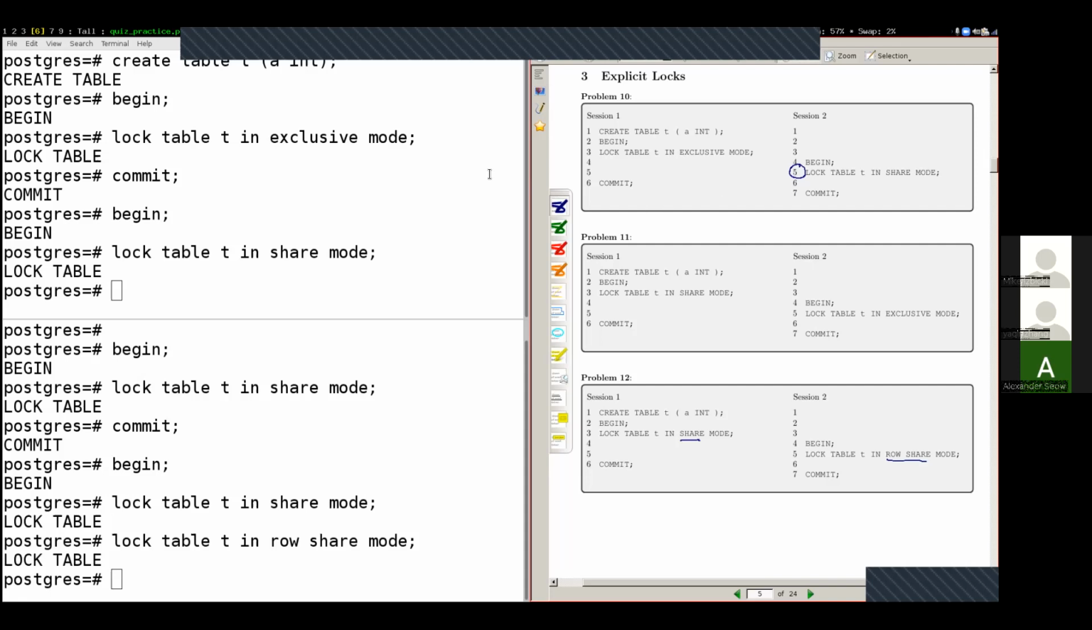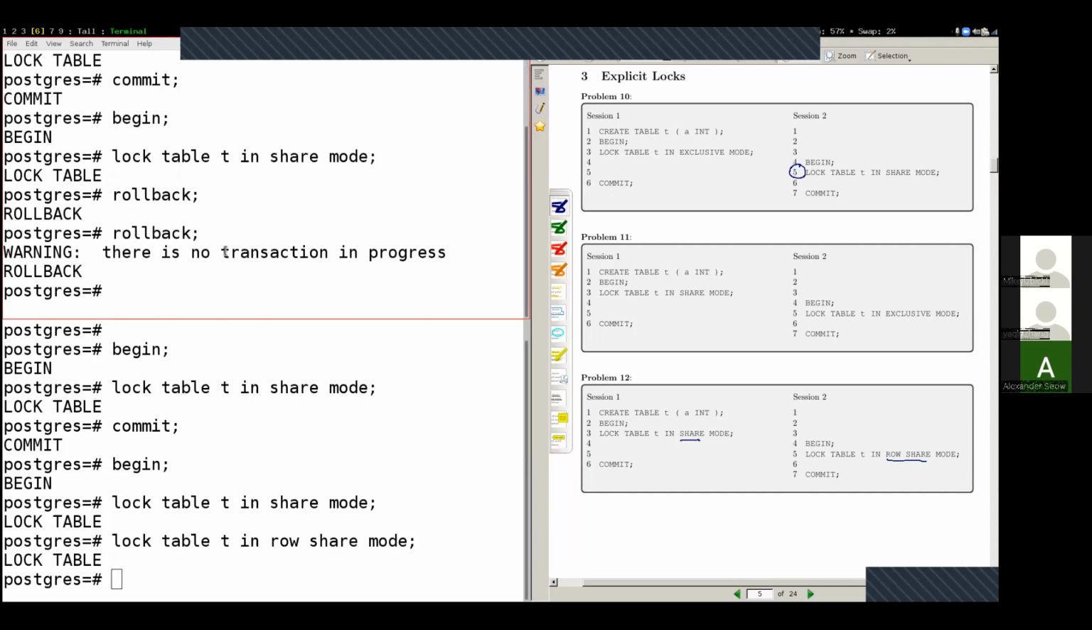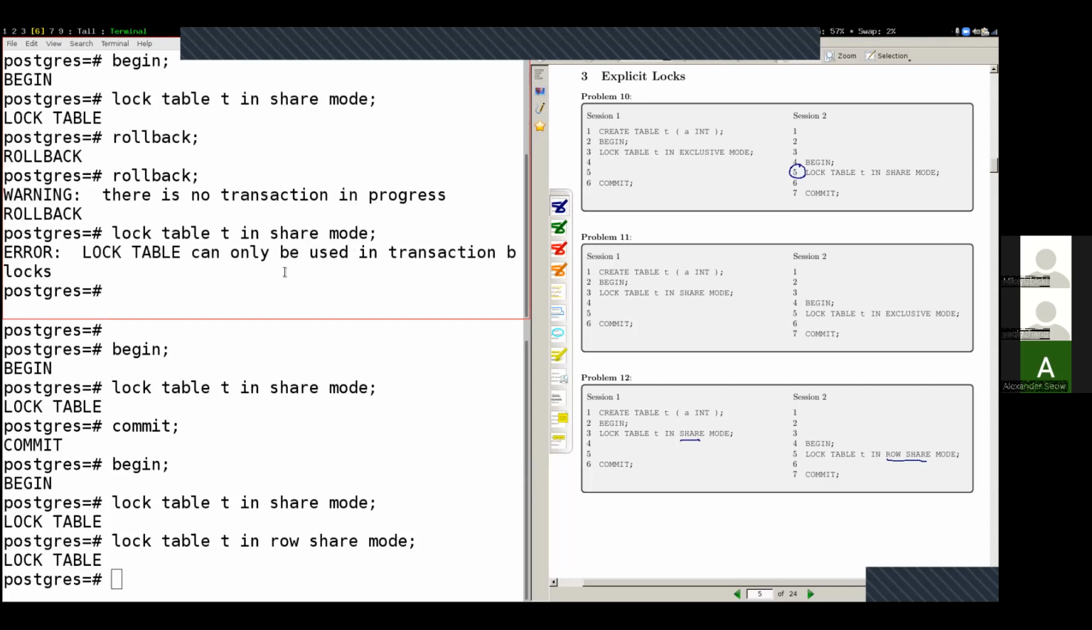Great question. The question is, do you have to be in a transaction to lock a table? And the answer is yes. Let's go ahead and roll back this transaction right here, so we're no longer in a transaction. I'll run that again, just to be clear, we are not in a transaction. And if I type lock table T in share mode, it doesn't matter what mode, it'll tell us that lock table can only be used in a transaction block.